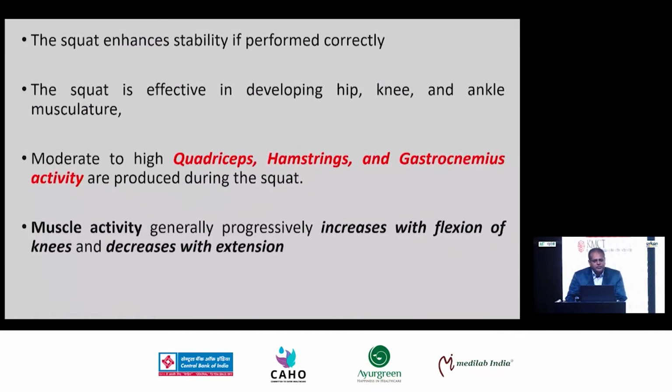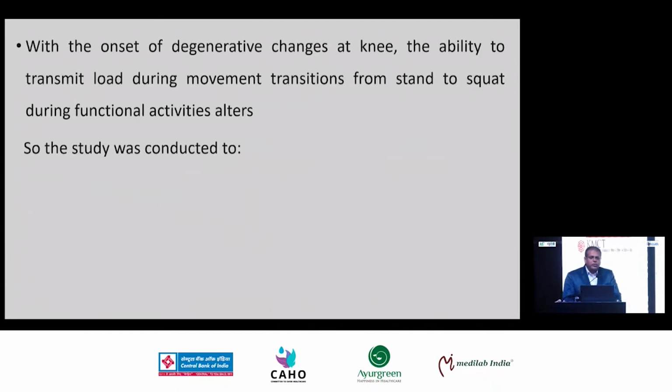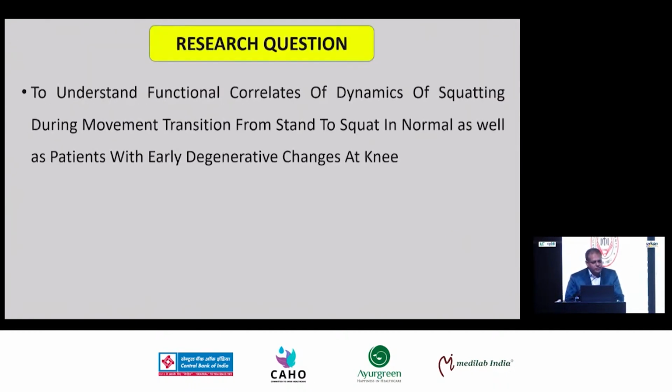Apart from that, there is moderate to high quadriceps, hamstring, and gastrocnemius activity in producing the squat, and that muscle activity increases with flexion of knee and decreases with extension. With the onset of degenerative changes, the ability to transmit the load during movement transition from stand to squat gets altered. Henceforth, the study was conducted to understand functional correlates of dynamics of squatting during movement transition from stand to squat in normal as well as patients with early degenerative changes at knee.